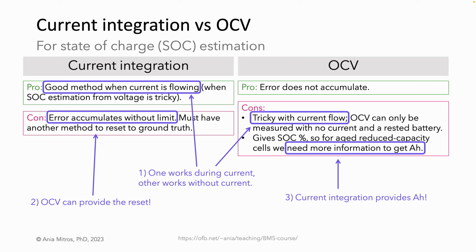Estimation from OCV tells us a percentage, and current integration can fill the gap to converting that into amp hours. Each method provides a means to counter the other's greatest weakness. So, let's talk about how to use information from both these complementary measurements together.